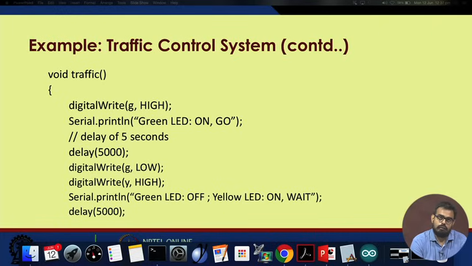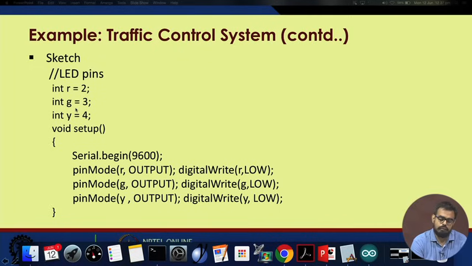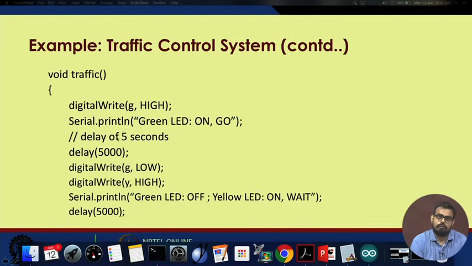Now we define a function traffic. So data type we are given as void. So void traffic, we digital write G high. G was defined as pin 3. So over here pin 3 becomes high. Then over the serial port we print green LED on, go.